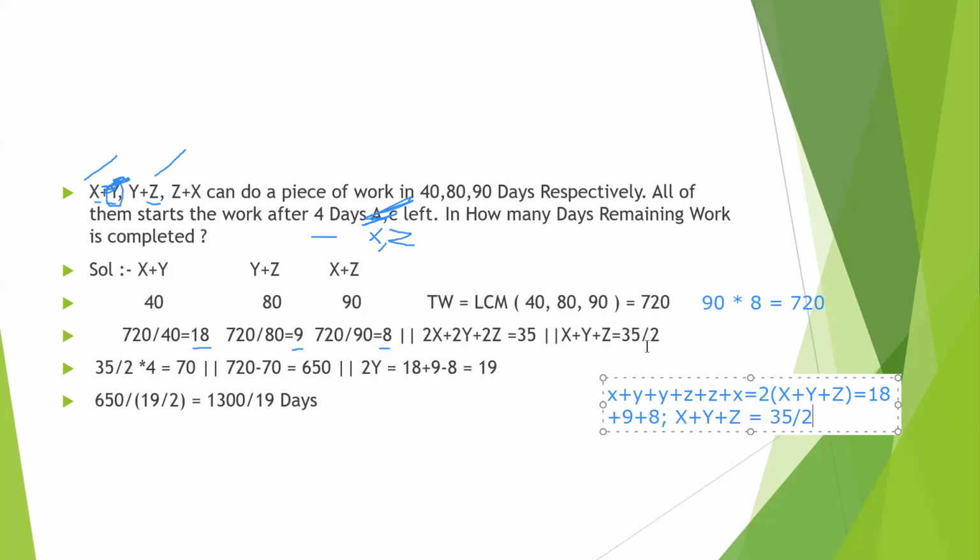Now, the combination: we know that the 3 persons can do a work in one day equal to 35 by 2. Therefore, how many days can all the people do the work? Here, only 4 days all the 3 members can work. So only 4 days. In one day, 3 persons can work 35 by 2.